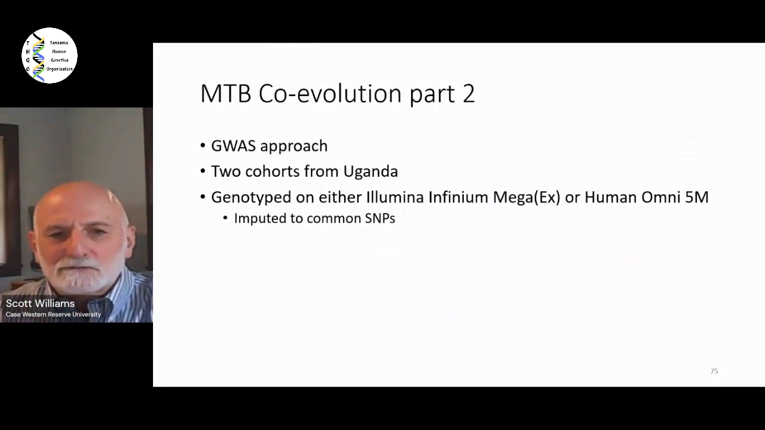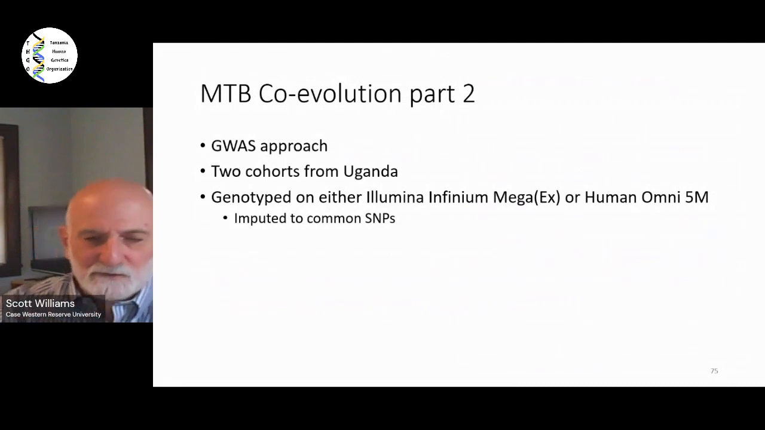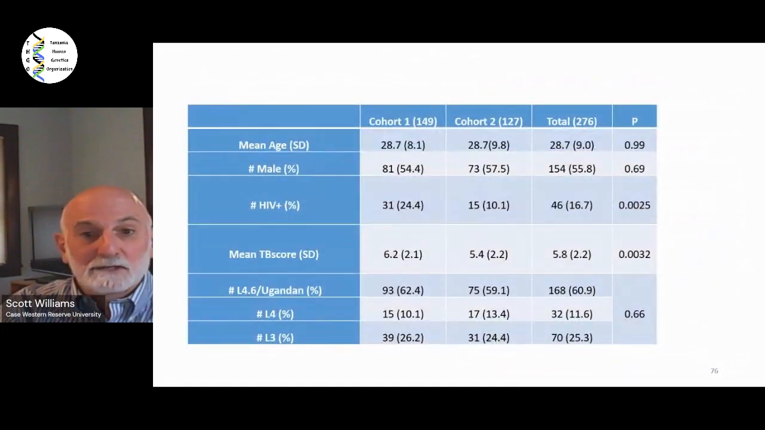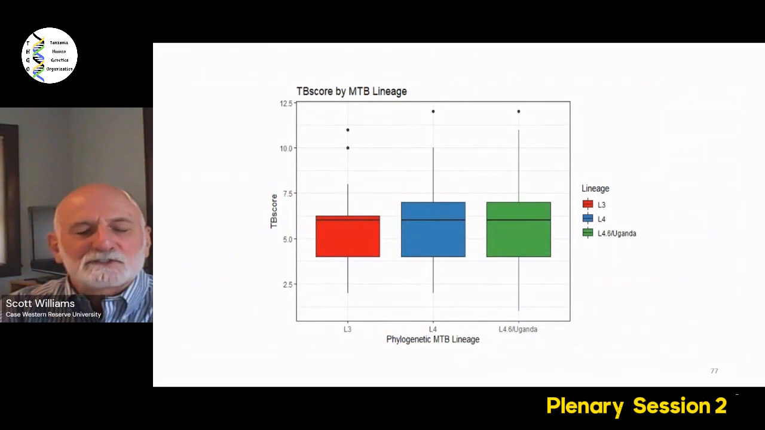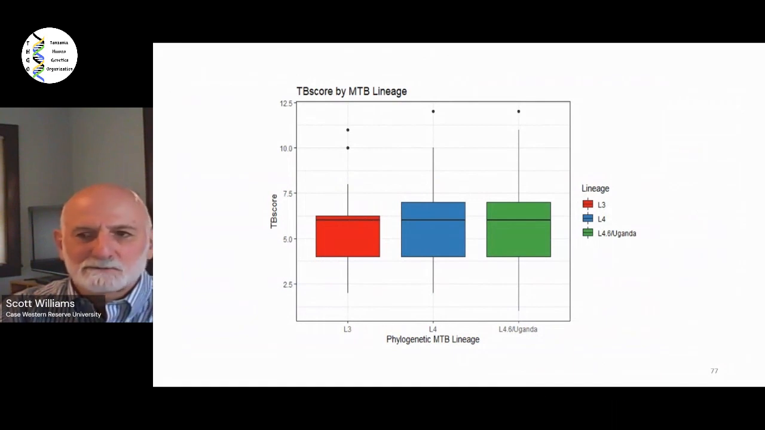Okay, so we followed this up more recently with some new data, looking at a GWAS in two cohorts, one of which overlaps with the one I've just presented. For one cohort we used the Infinium Mega X, and for the other the Illumina Omni 5M. We imputed to common SNPs, a few million. Again, the TB score differed between the two, as did the HIV positivity rate. Again, the same three lineages appear, and we find there's no effect of lineage in a univariate analysis whatsoever, which is not surprising.